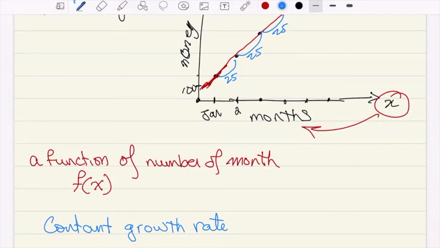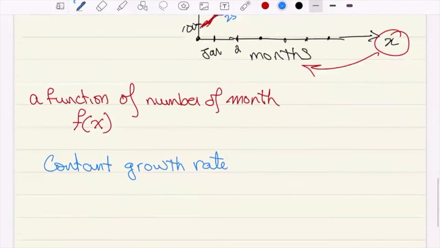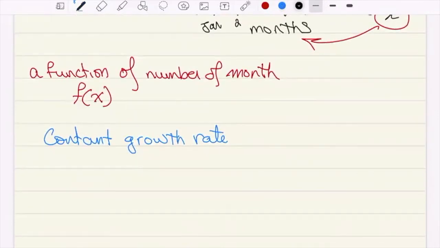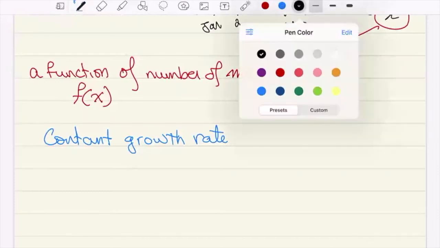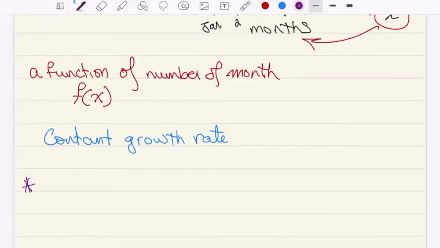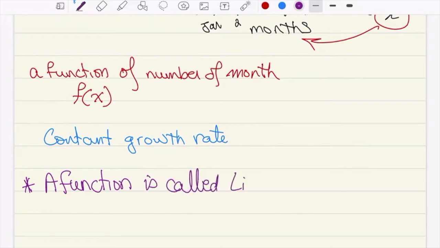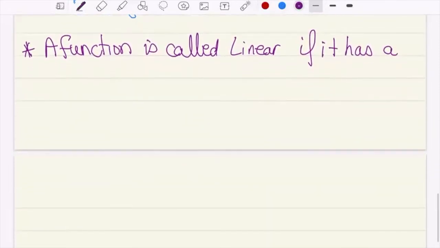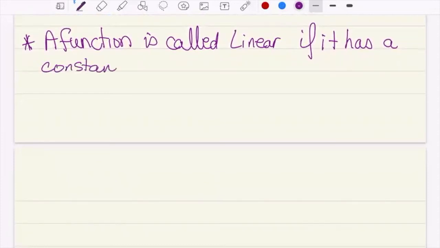So this function has a constant growth rate. What is that called? It's a linear function. So what is our key concept right now? Let's see if I can change the color. So our key concept right here: a function is called linear if and only if it has a constant growth rate. Okay?